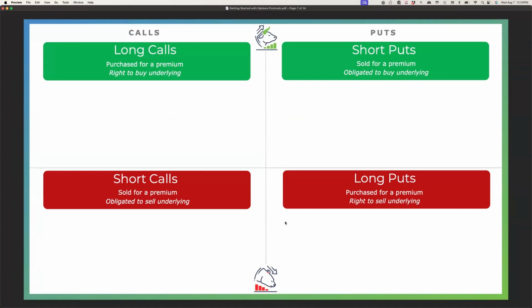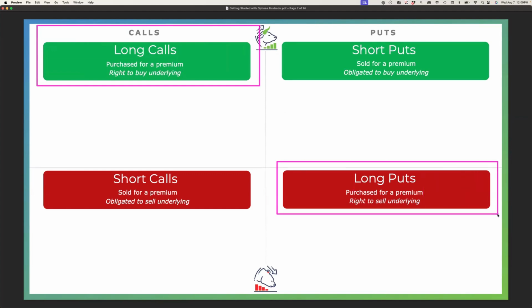Okay, so because you can either be a buyer or a seller of a call or a put, we generally refer to this particular T-chart to help you understand the 4 basic option contracts you can enter as an options trader. You can either be the buyer of a call option, which gives you the right to buy the underlying security, or you could be the buyer of a put option, which gives you the right to sell the underlying security. Those are the 2 contracts that you can potentially buy.